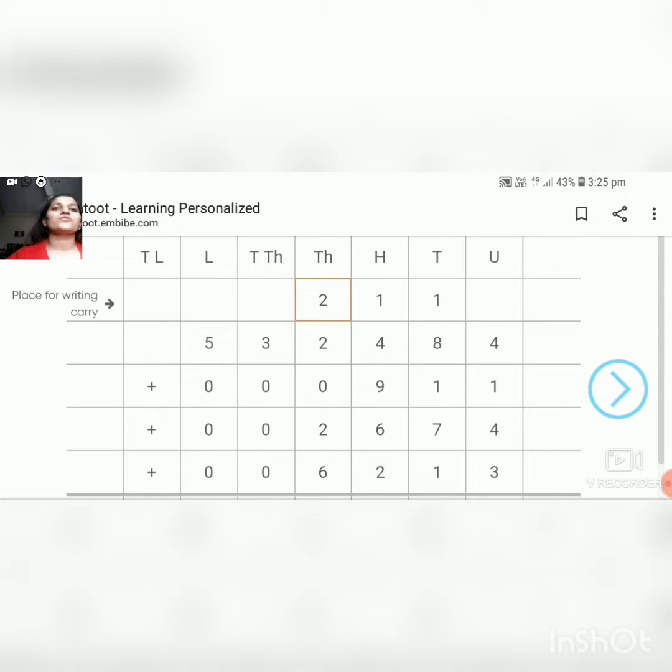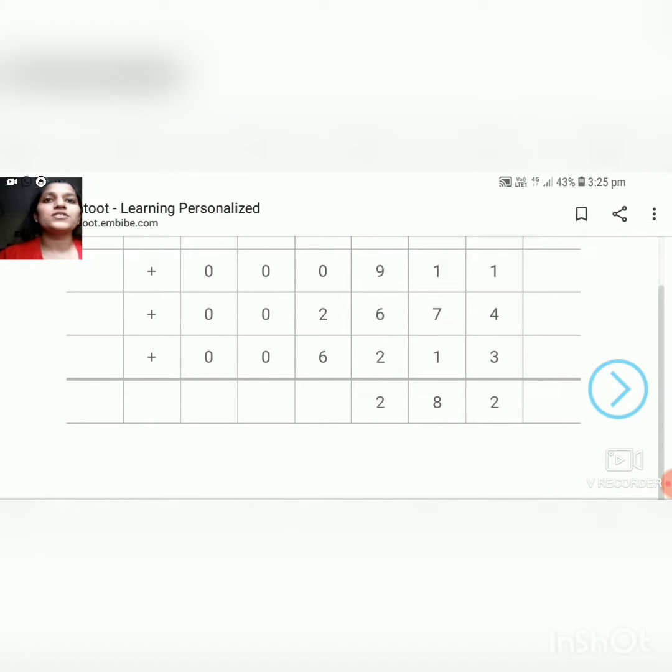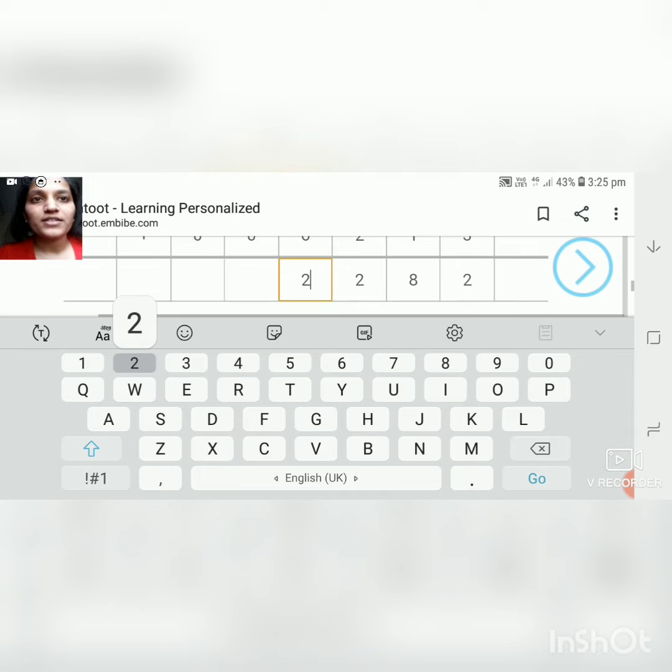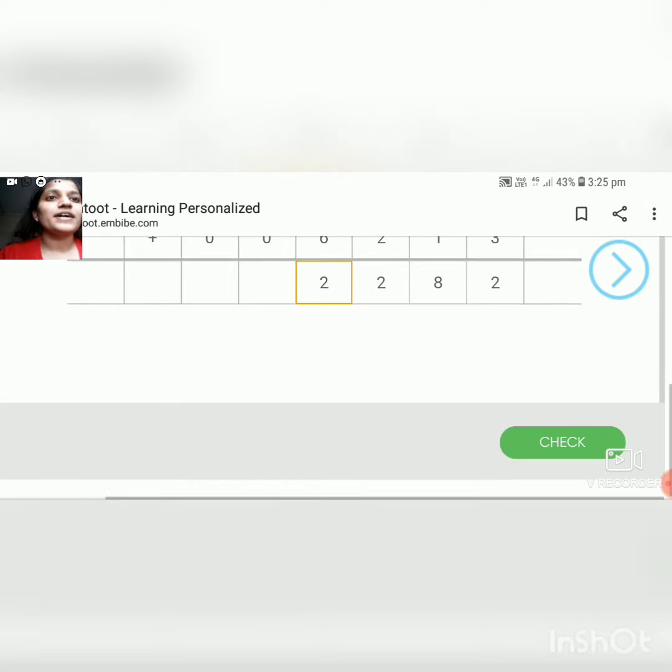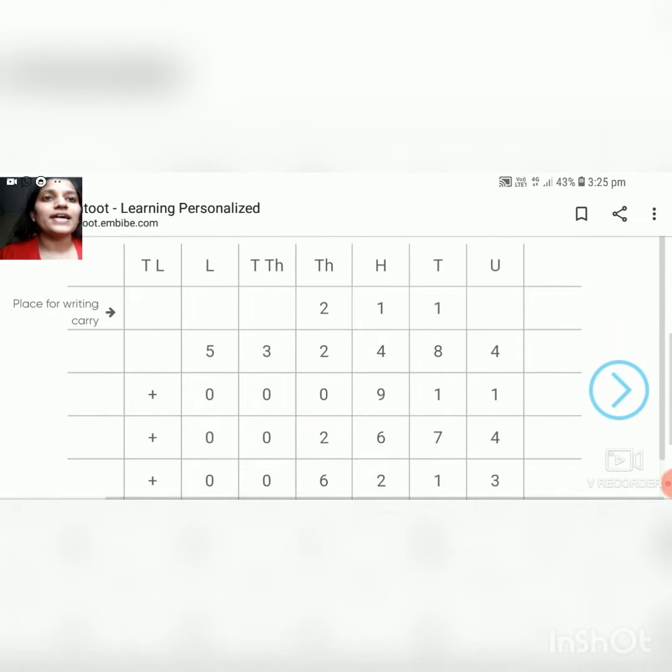Next, thousands place, we can see that we have to add thousands places. 2 plus 2 is 4, 4 plus 0 is 4, 4 plus 2 is 6, 6 plus 6 is 12. So we are going to write here 2 and we are going to write 1 as a carryover.